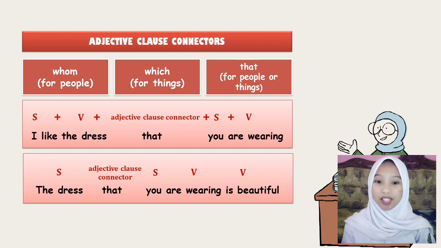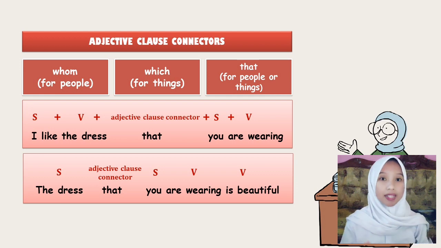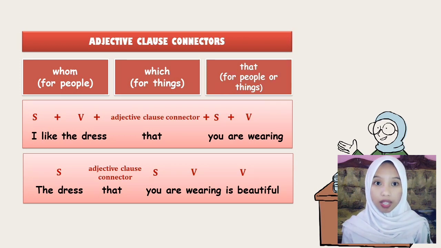I as a subject, like as a verb, the dress as an object, that as a connector, you as a subject, and are wearing as a verb. Basically, every clause must be separated by a connector. Need to remember, the first or second clause must be complete: there is a subject and verb.